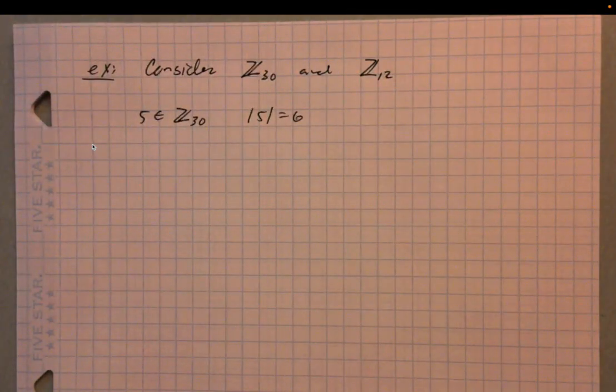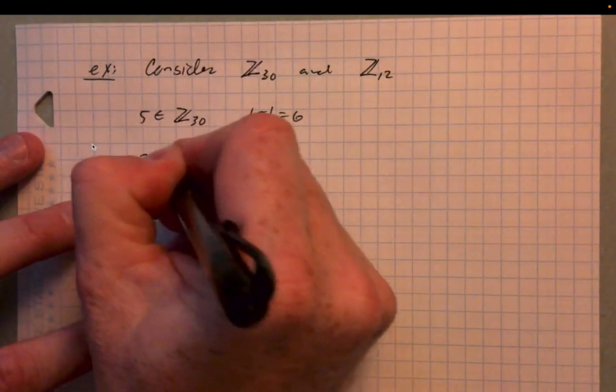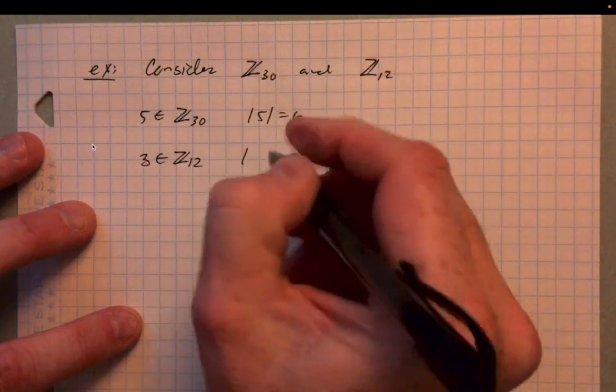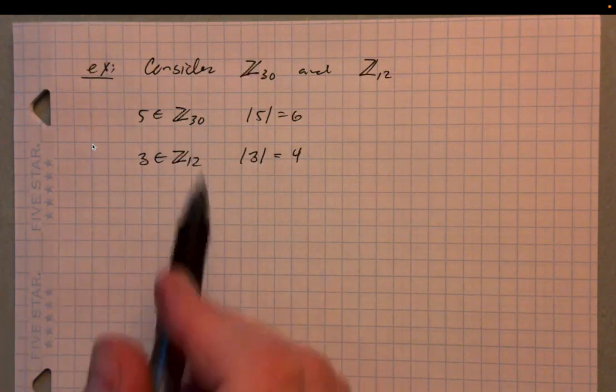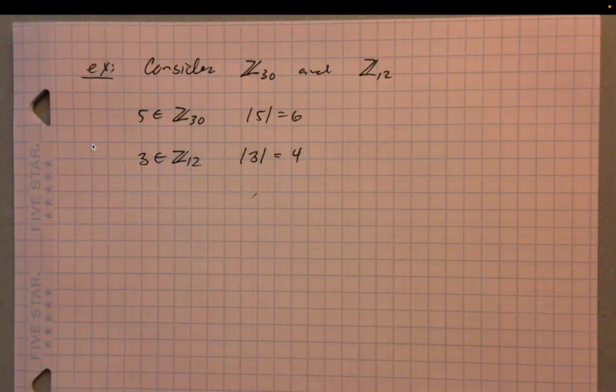Okay. And then let's think about 3 from Z12. The order of 3 in Z12 is 4, right? So you could go through and confirm this. These are straightforward, simple examples, but similar to what we did in the previous example, you could confirm that the order of 5 is 6, and the order of 3 is 4, right? And so the order of (5, 3) would naturally be 24, the product of those two. In this case, the least common multiple would be the product.